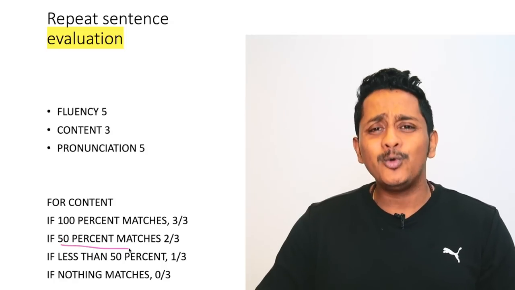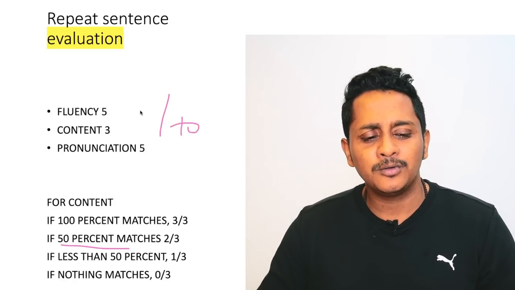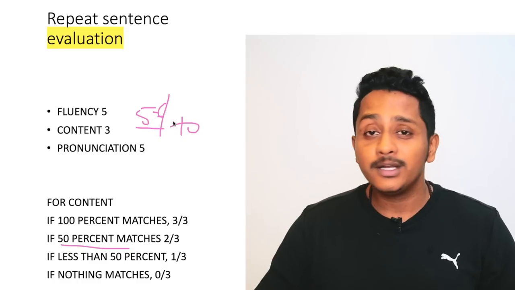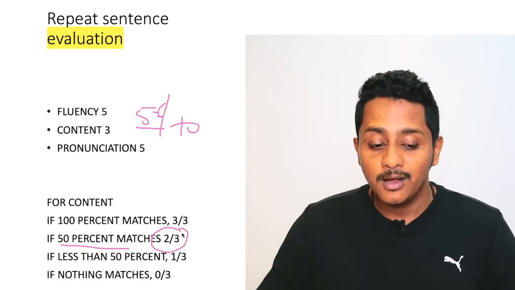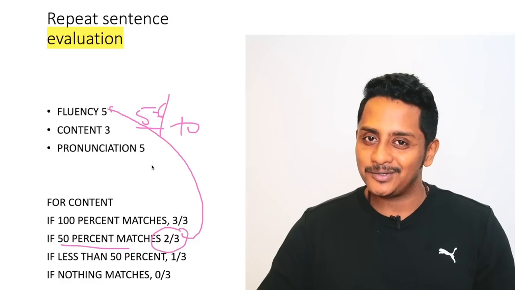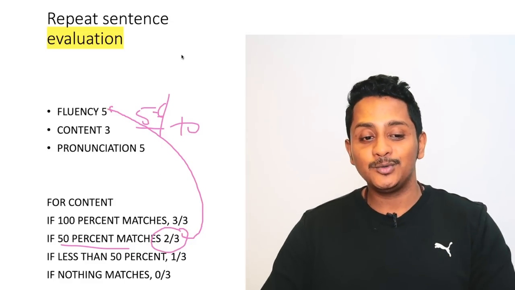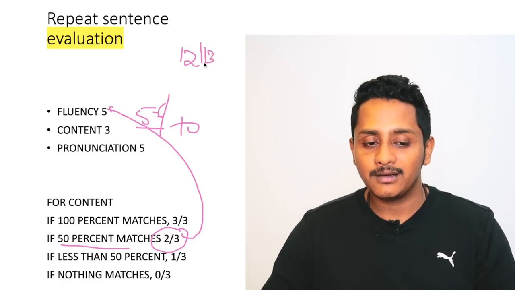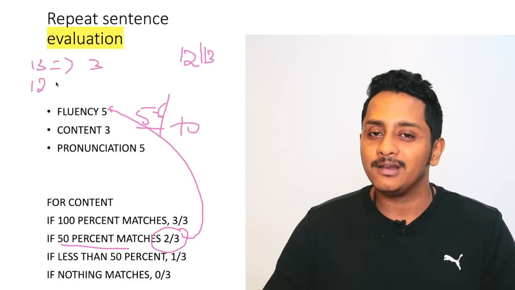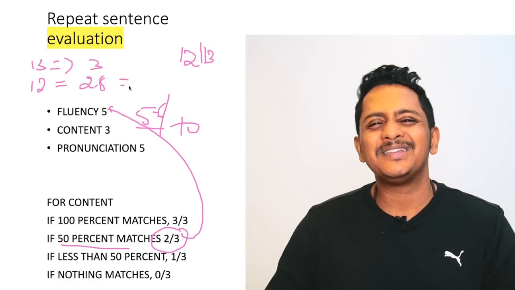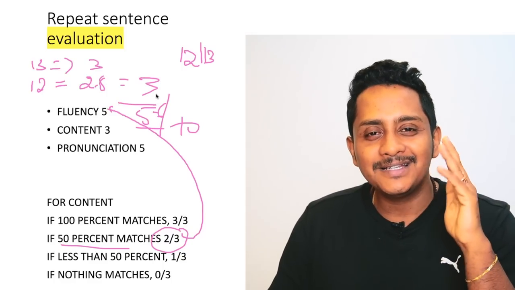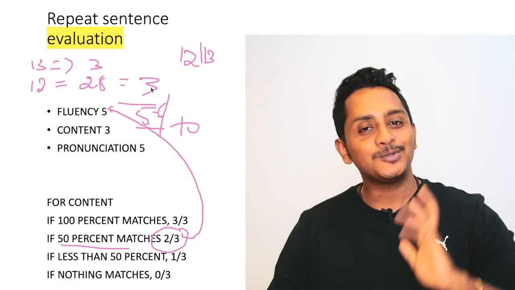So only 50% is matching. Out of 10 words, 5 to 6 words you're able to speak fluently. Then you don't get 0, you get 2 out of 3 for content. For this 2 out of 3, if you're fluent, you get 5 out of 5 fluency, 5 out of 5 pronunciation. 5 plus 5 plus 2, 12 out of 13. If 13 is converted to 3, the 12 will be 2.8, which is 3 only. So even if you speak 50-60%, you still end up getting full marks towards your repeat sentence.